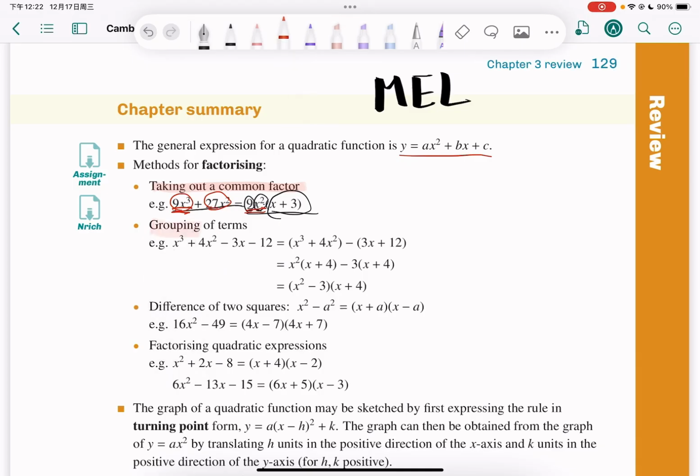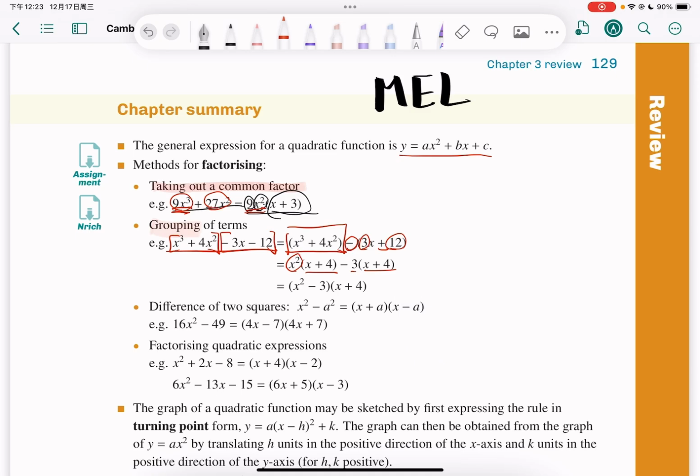If we have this long polynomial, it might not be easy to see, but we group the first two terms and group the last two terms with a bracket. And if we take the minus out, then it should be plus 12. In this term, we see it's an x squared, so we can take x squared out, and it is left with x plus 4. And then we can take a 3 out, and it becomes 3 times x plus 4.